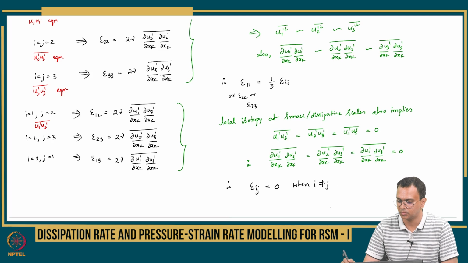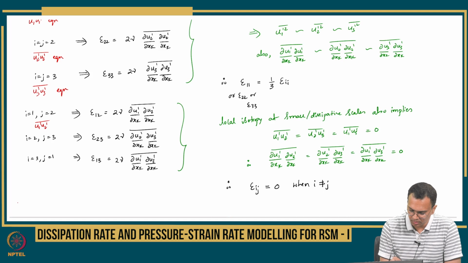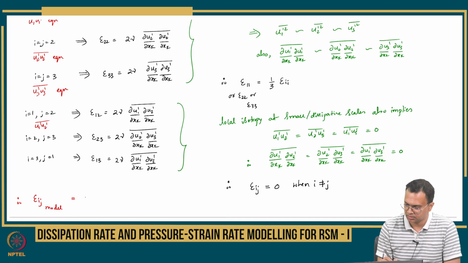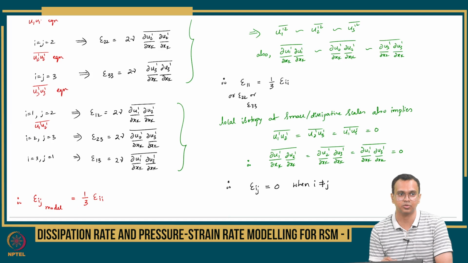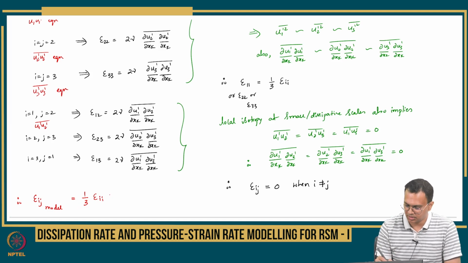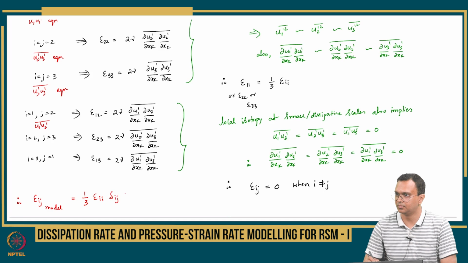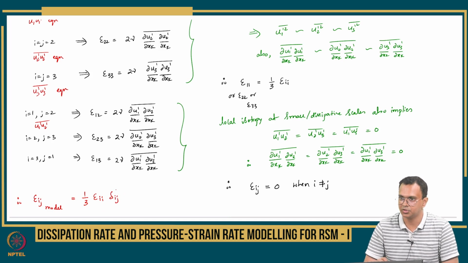So using these two, I can now formulate a model here. Therefore, the epsilon ij model can be something like 1/3 epsilon ii, but when i is not equal to j, it has to go to 0. So what should I do? Kronecker delta ij. Only when i equals j will delta be unity, and therefore it will save the normal stresses. For shear stresses, the epsilon ij model will give me a 0 value.